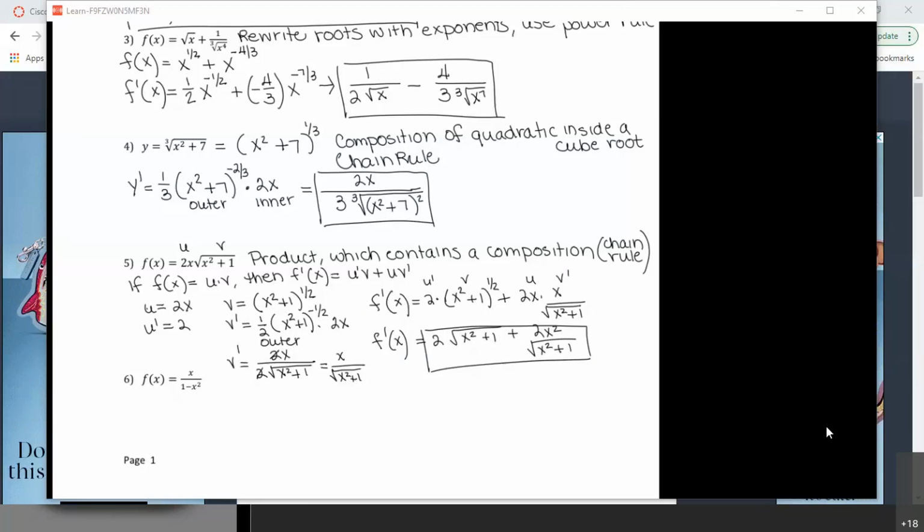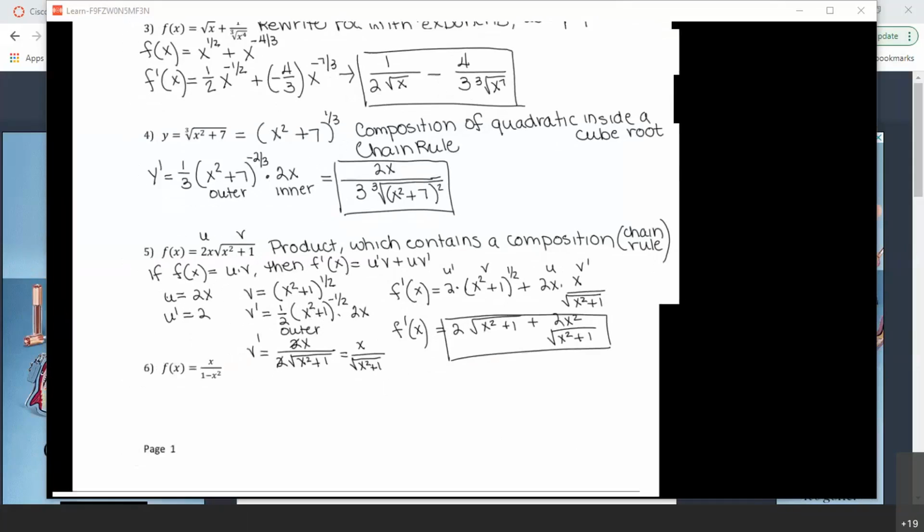I strongly urge you, write this stuff down whenever you use the product rule. Write out the product rule and then write, here's u prime, here's v prime. And then it's real easy to just plug in the bits. Don't try to do this stuff in your head. Write it all down. And then you've got all the pieces.